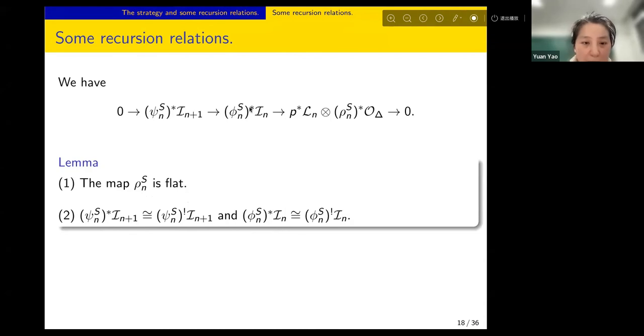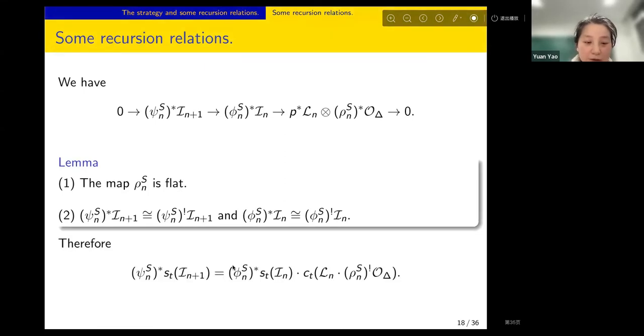But here this is not flat. So both phi n and this psi n are not flat. But for this special case, once it acts on this ideal sheaf, it can be a flat pullback. That's the lemma. So once we get a flat pullback, then we can talk about the cycle classes, right? Then you have these relations.